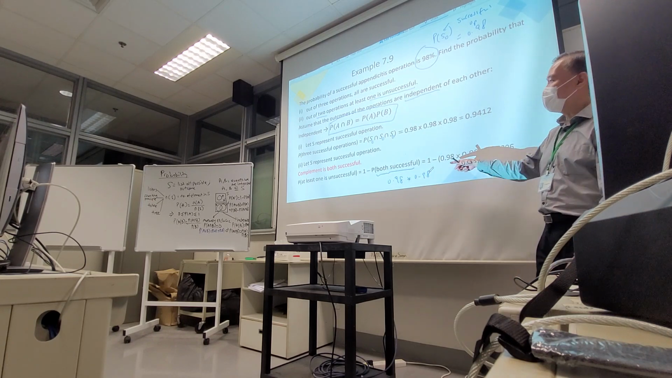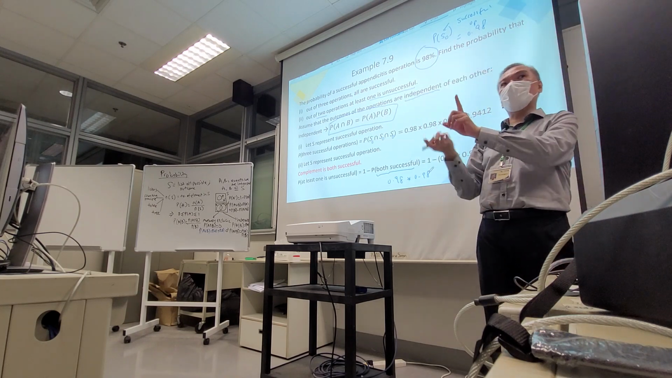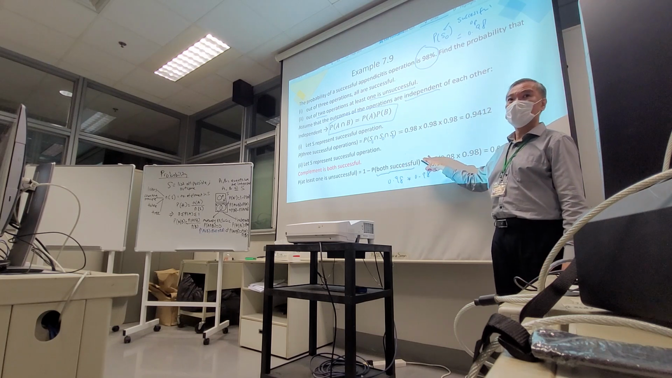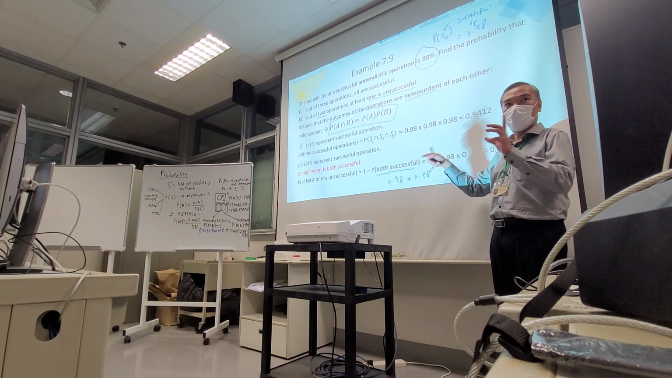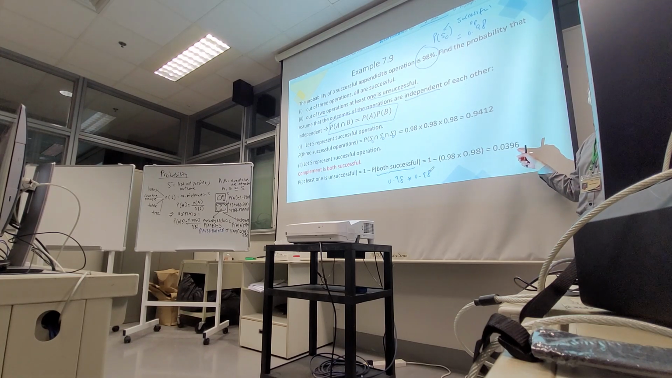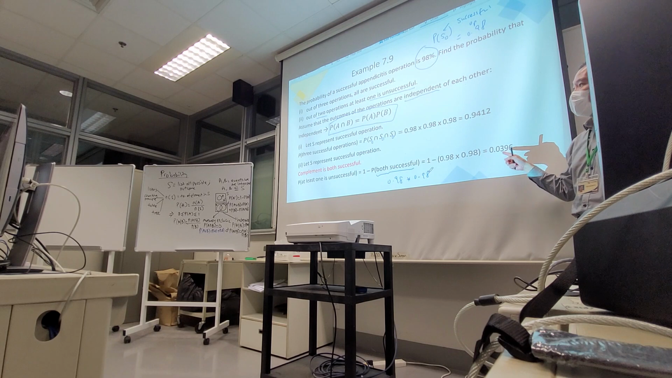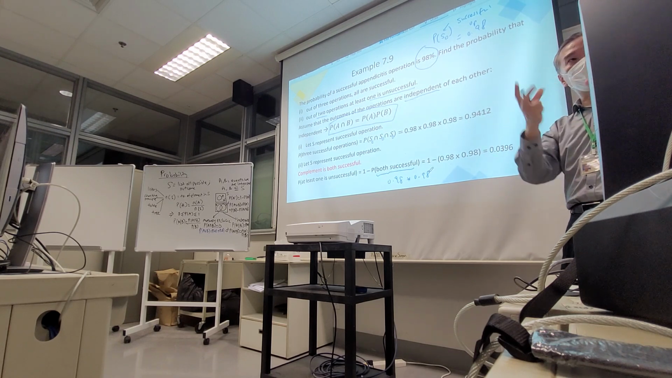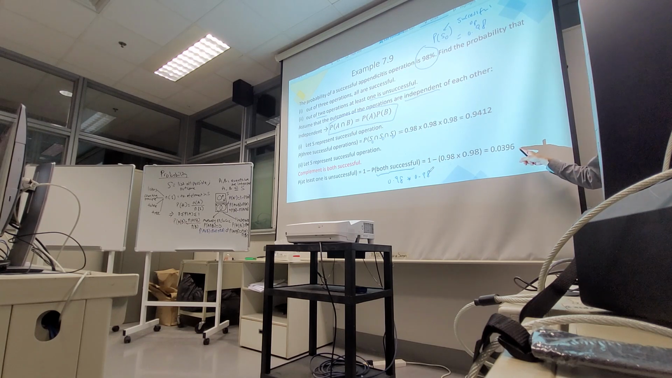And as I said, at least one not successful is the complement of it. So that's why I take one minus that. Both are successful, which means that at least one of them will not be successful. So the probability is about 4%. That means the probability of one not successful operation among the three is going to be very low, about 4%. You got it? So that's how you can calculate it.